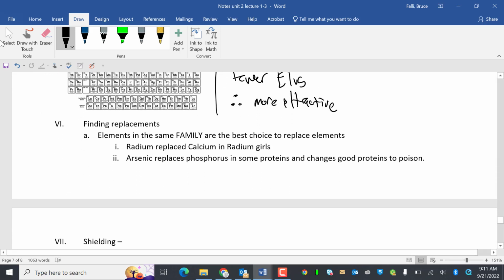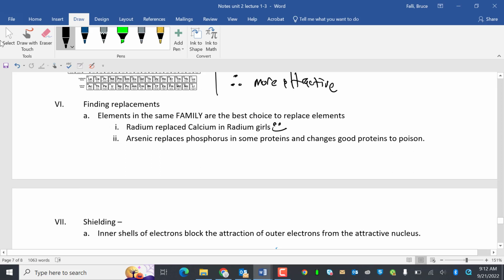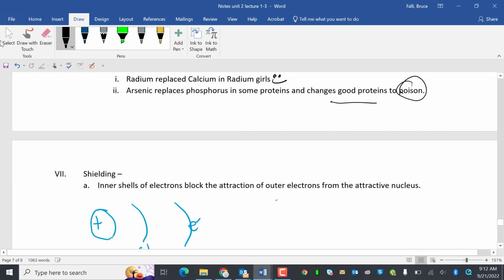Last part, finding replacements. Elements in the same family are the best choice to replace elements. Radium replaced calcium in the radium girls. Ooh, that's a good icky story. We'll have to show you that in class. Arsenic replaced phosphorus in some proteins and changed good proteins. Yay, I'm building muscles to poison. Oh no, my muscles are dying.